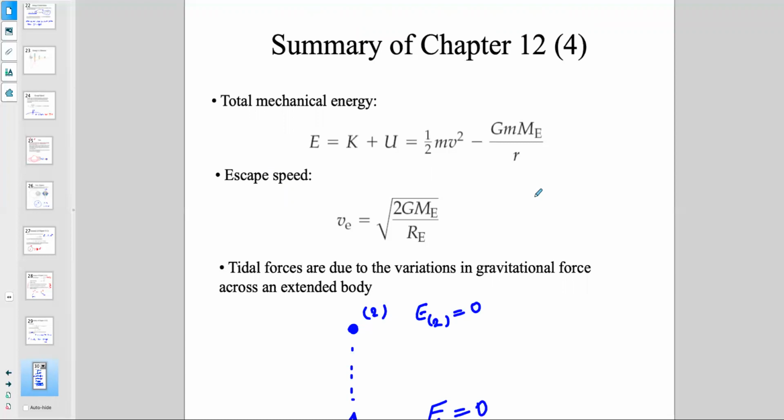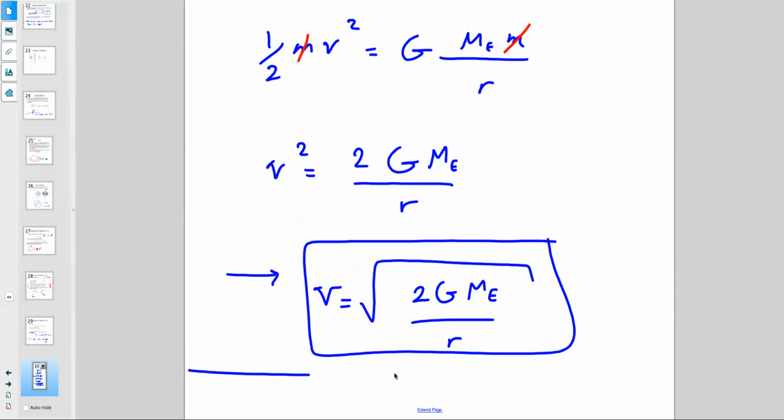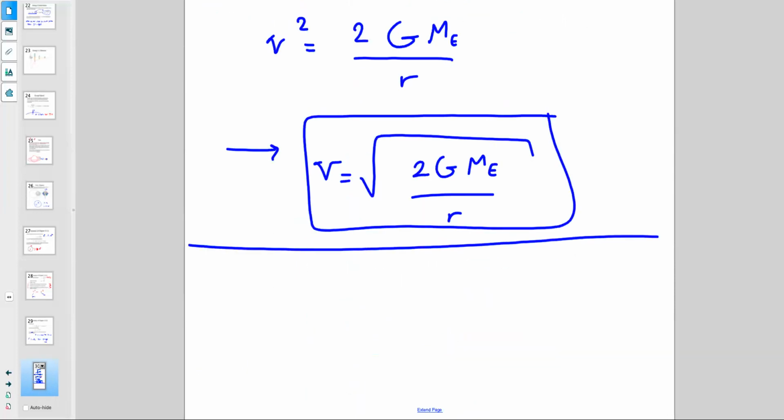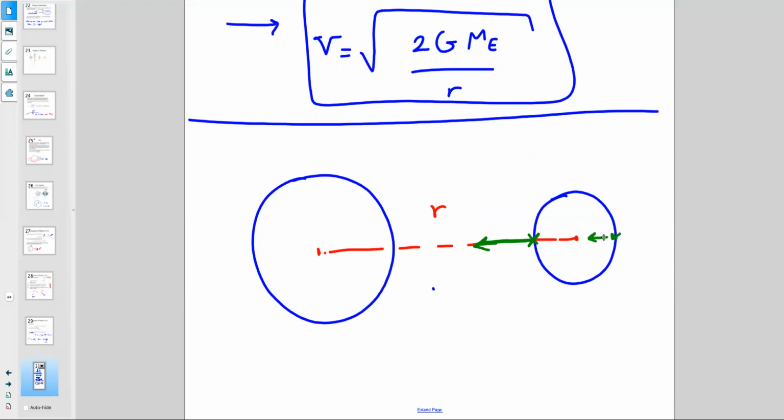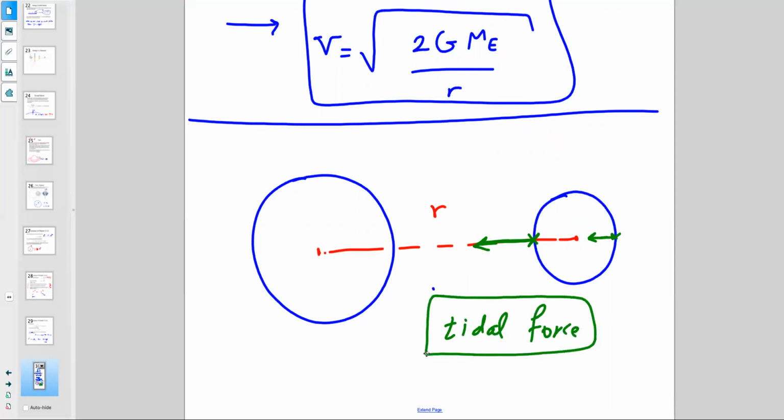Tidal forces are due to the variation in gravitational force across an extended body. In other words, if you have an object like this, and an object like this, apart from one another by a distance r, then the force being applied to this point is much greater than the force being applied to this point. And this is called tidal forces. This can cause a lot of interesting things in astronomy.